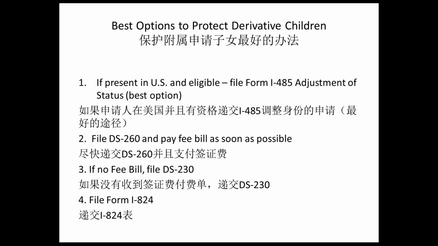Again, they're going to return number 3 and number 4. They're going to be sent back to you. 824表格和 DS-230的用途是一样的，就是他们不会接收第3、第4的这2个文件。But that will still be evidence that you tried to protect the child by filing, and that's the value.